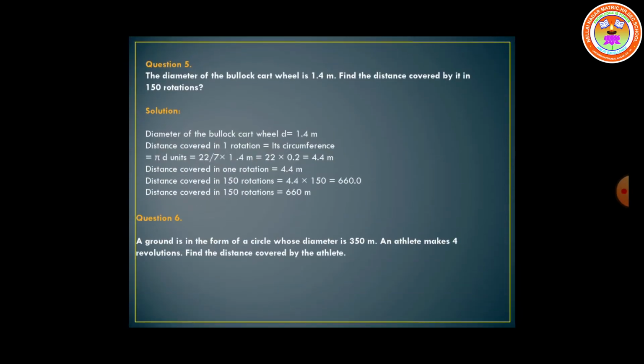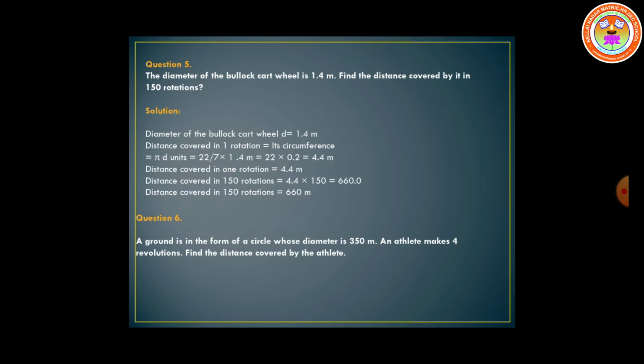5. The diameter of the pull cart wheel is 1.4 meter. Find the distance covered by it in 150 rotations. That is what is given in the problem. Diameter of the pull cart wheel is there. Can you see the pull cart wheel? Yes, it's a circular shape.